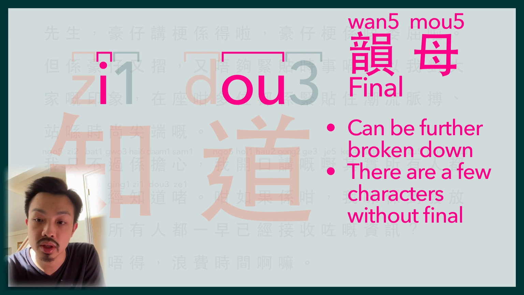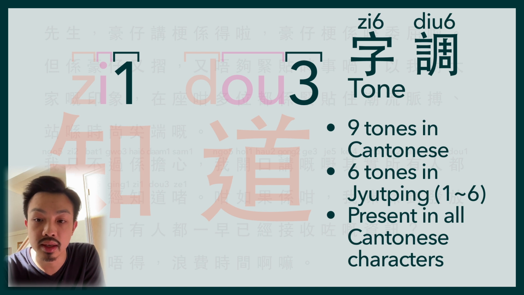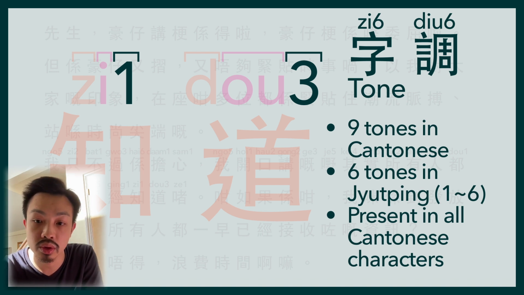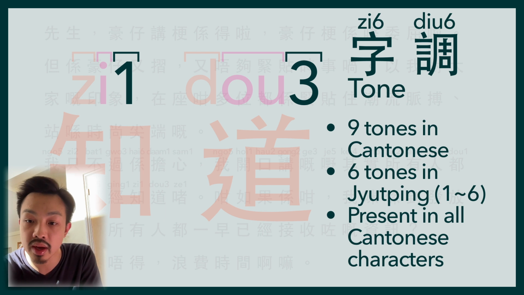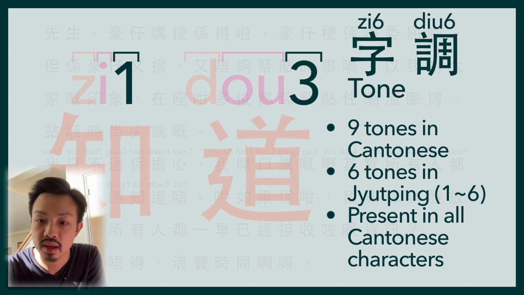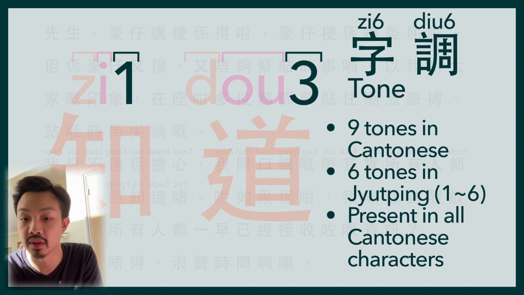After talking about the onsets and the finals, now we have the tone, 字調. Cantonese is a tonal language, and traditionally it's said to have 9 tones, but the good news is, in Jyutping we only have to learn 6, and that is enough for us to pronounce all the Cantonese words. That confusion between 6 and 9 tones is an advanced linguistic topic that, if you're really interested, I might do another video to cover that.